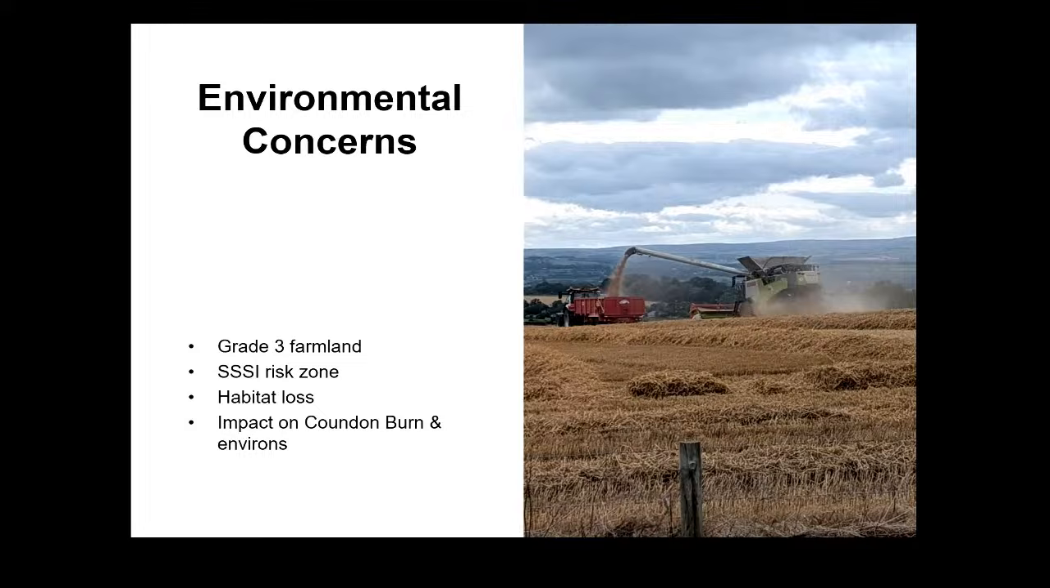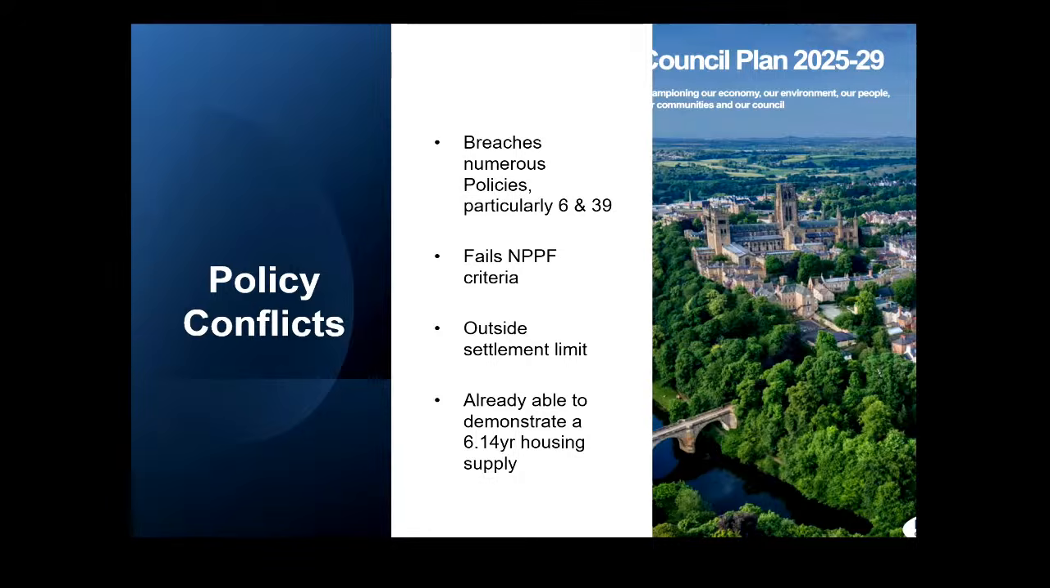This is productive agricultural land with grade 3B soil, contributing to UK food security and reducing food miles. It is recorded as having been producing food since 1183. Next slide, please.